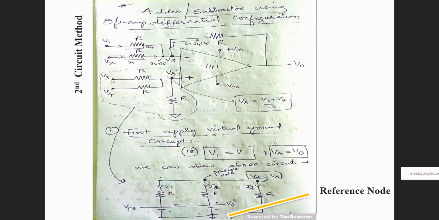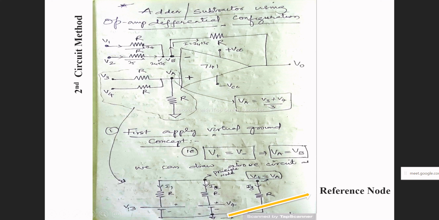Here you can see in place of V3 I have connected one voltage source, and its negative terminal is connected to ground. In place of V4, I have connected another voltage source, V4, and its negative terminal is also connected to ground. The other terminal of these resistors is connected to ground too. So both voltage source negative terminals and this one are connected to ground, and I get this circuit.